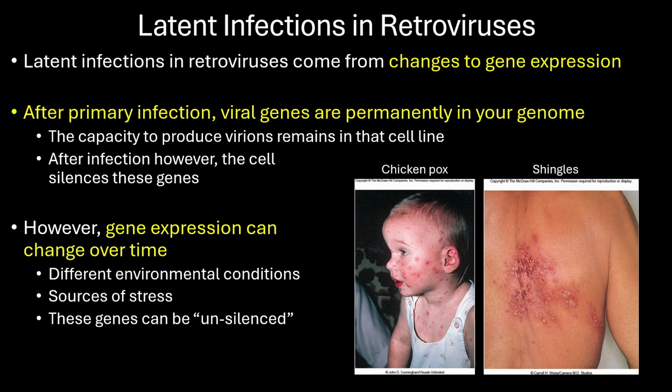It may actually go dormant for some time, where the cell shuts off those genes and prevents them from being read. However, over time, gene expression can shift. A cell can forget that it silenced those genes, that it turned them off, and reactivate them. Sometimes this happens due to stress. And then those genes can become unsilenced and expressed, in this case turning the cell back into this viral factory where it's forced to make viral components and build more virions.